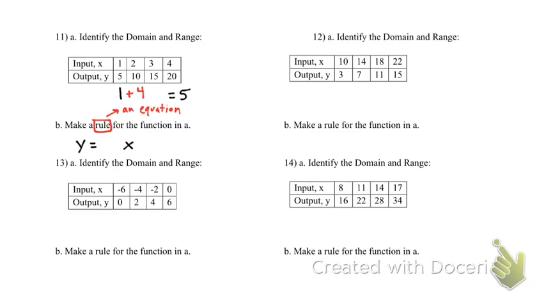Okay? So remember, 1 was acting as my X. So we're going to try this rule. Okay? So my X is here, and the rule I'm going to apply to it is, no matter what my X is, I'm going to add 4. All right, so let's try this.